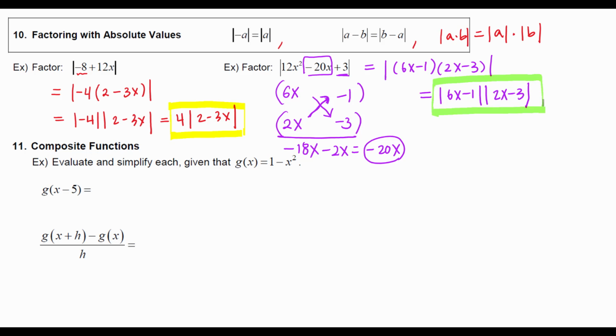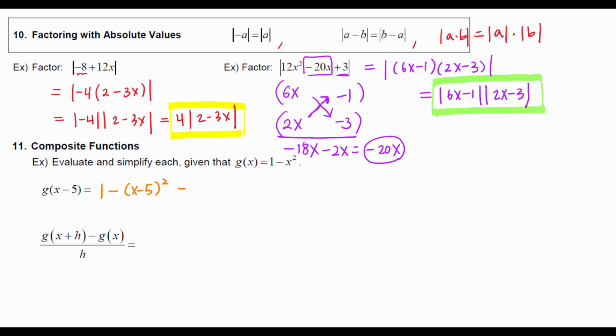Composite functions. Example: evaluate and simplify each, given that g of x equals 1 minus x squared. So g of x is 1 minus whatever the input is, you need to square the input. So g of x minus 5 will be 1 minus the input squared.